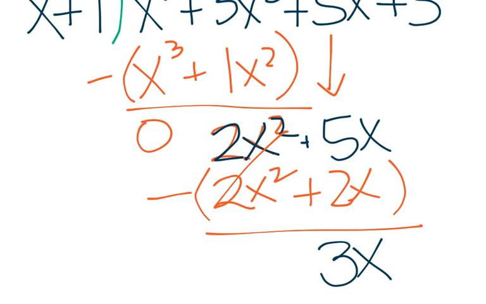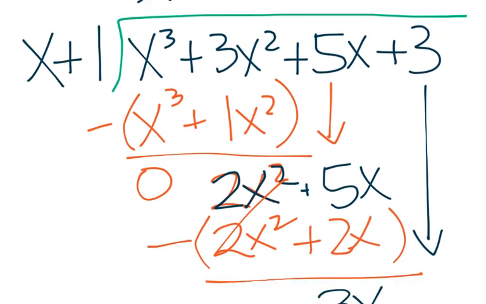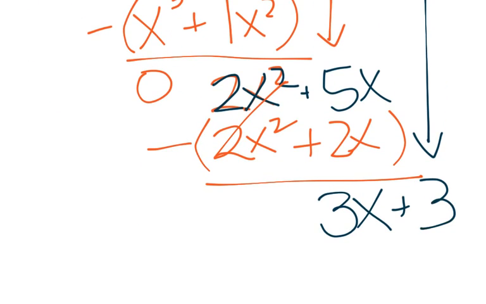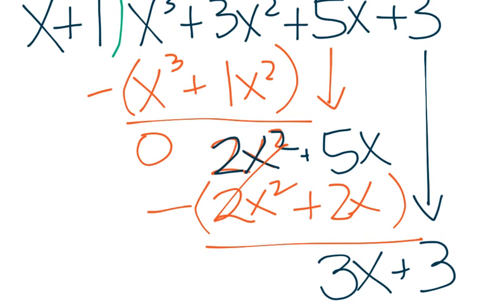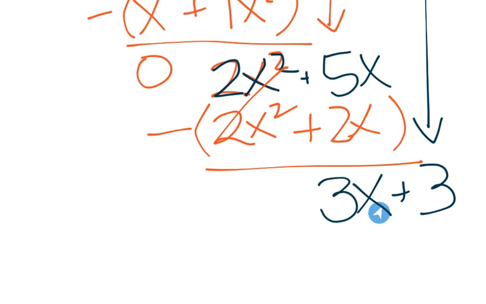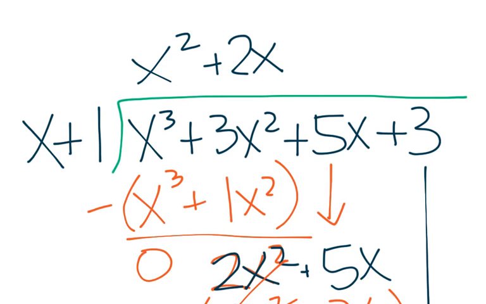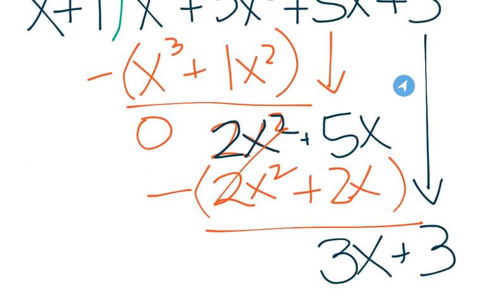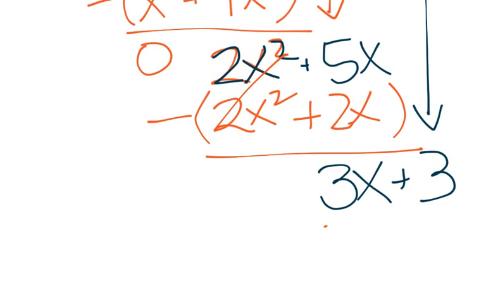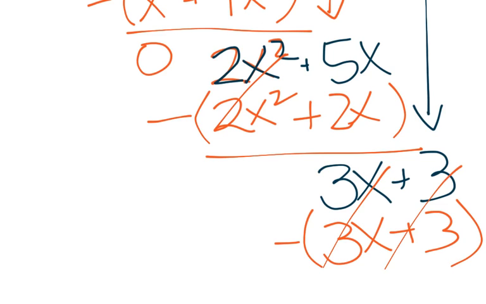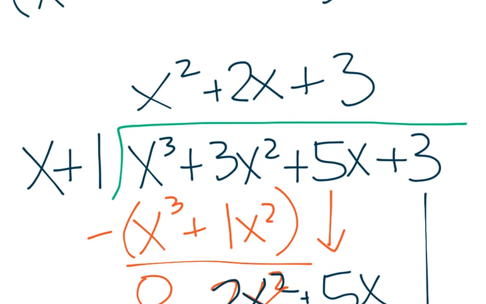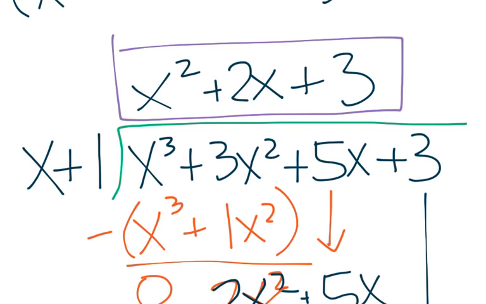And then we want to bring down this number, which is a 3. So this x goes into this 3 times. So we're going to say plus 3. And now we're going to say 3 times x and 3 times 1. So that is 3x plus 3. And when we subtract, these both cancel out. So our remainder is 0, and that means our answer is x squared plus 2x plus 3.